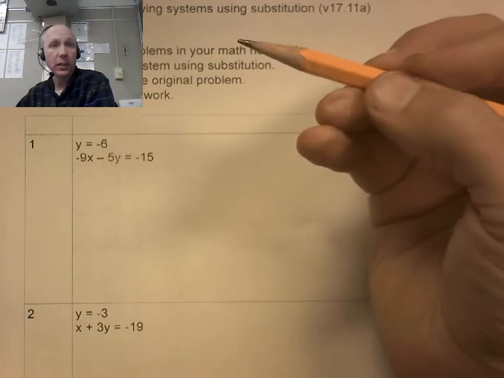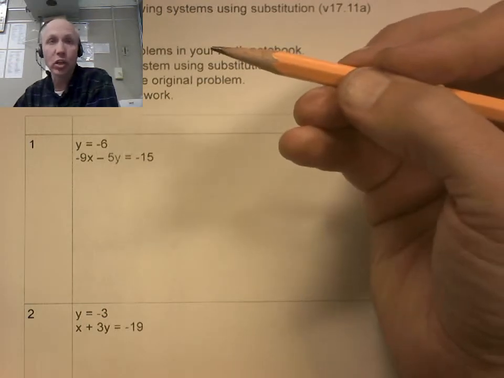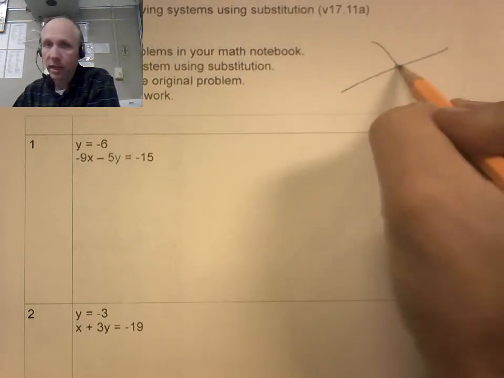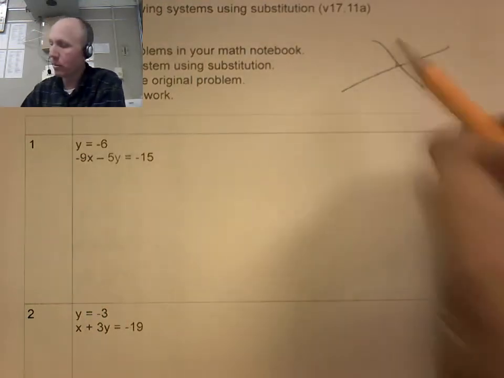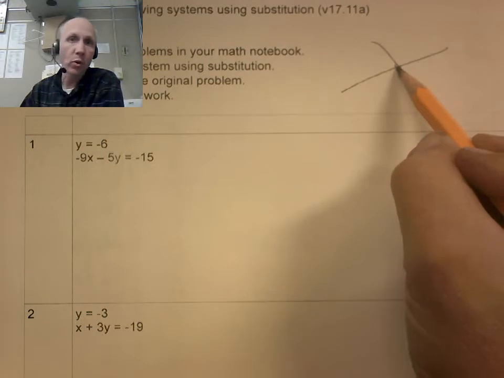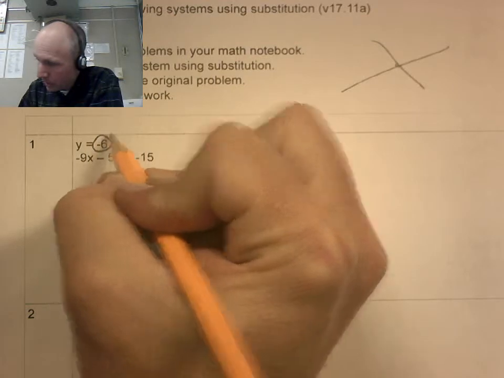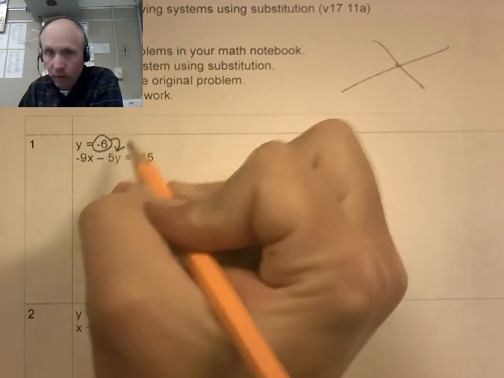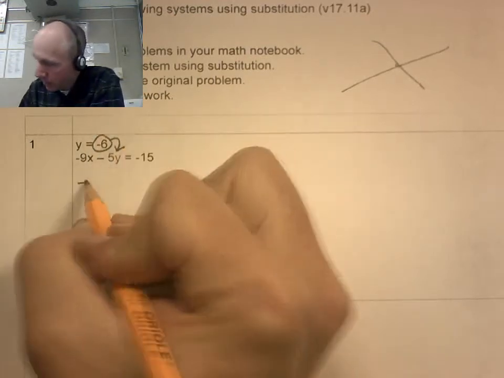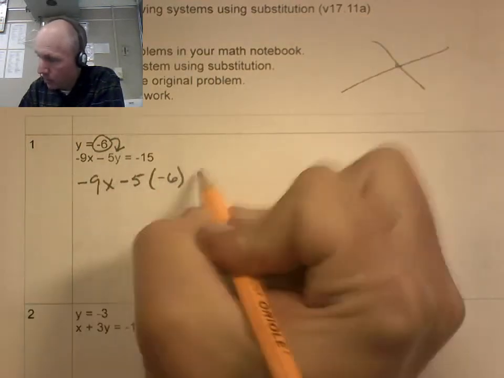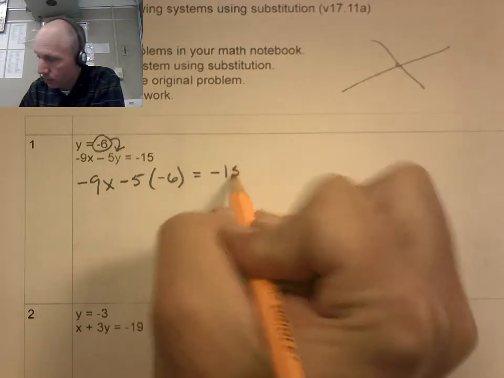So this is a system of linear equations, and if I were to graph these lines they would cross somewhere. And that's what I'm going to find, that point of intersection, but I'm going to do it with an algebraic method. I'm going to use substitution. So I know that y equals -6. So I'm going to take that -6 and I'm going to put it right there for y. So I have -9x minus 5 times -6, there's the substitution, equals -15.